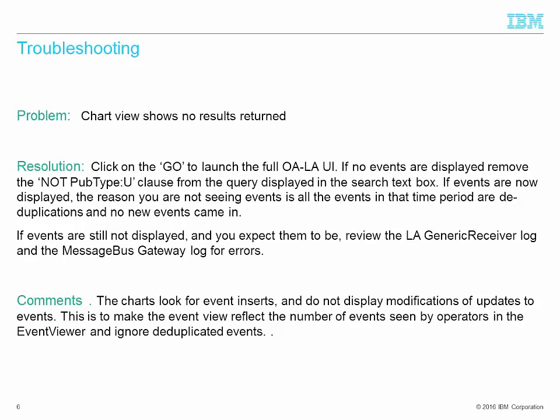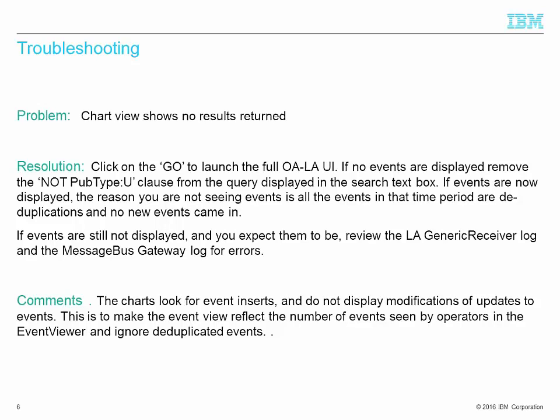So, our final common troubleshooting problem. The chart view shows no results returned. Click on the Go button on the Event Viewer tab to launch the full OALA UI. If no events are displayed, try removing the not pub type U clause from the query displayed in the search text box. If events are now displayed, the reason you're not seeing events is that all the events in the time period of the search were modifications or deduplications of an existing event and weren't new events.